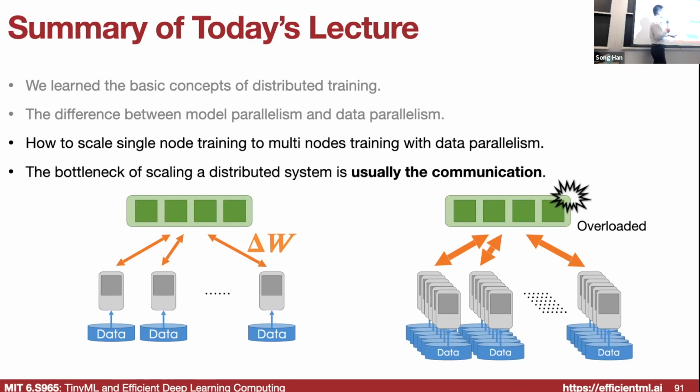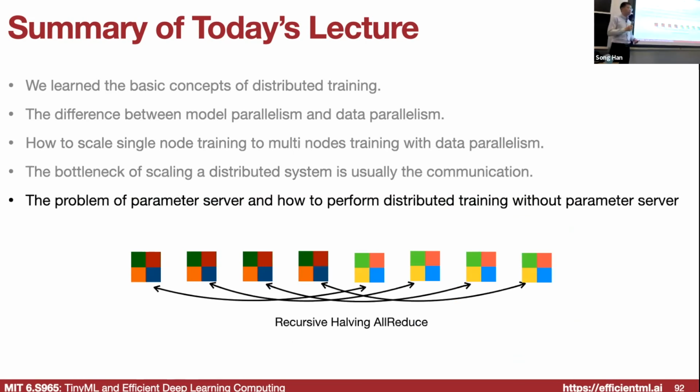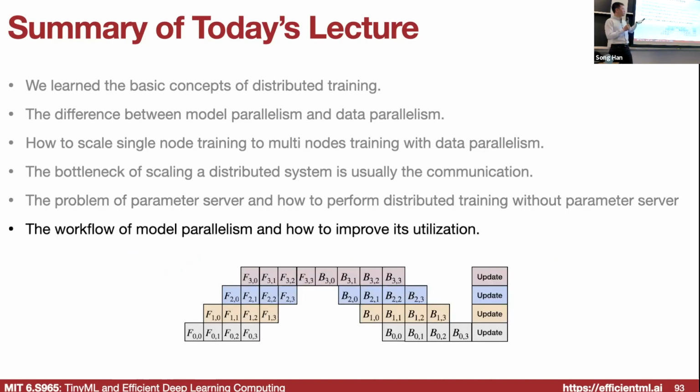And we proposed several techniques to remove this communication overhead by using decentralized training methods, especially recursive halving or reduce, which can complete the reduce in log n steps. Okay? This is distributed training without a parameter server. And finally, we talked about model parallelism, how to improve the utilization by subdividing the data into smaller chunks, so that we can use pipeline parallelism to improve the utilization of each worker.